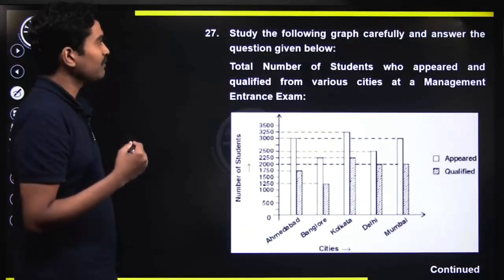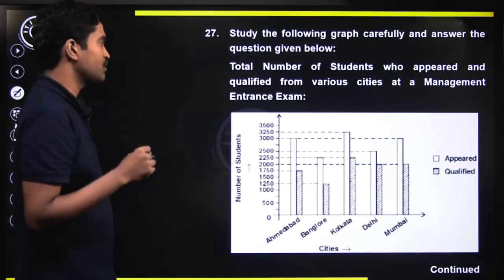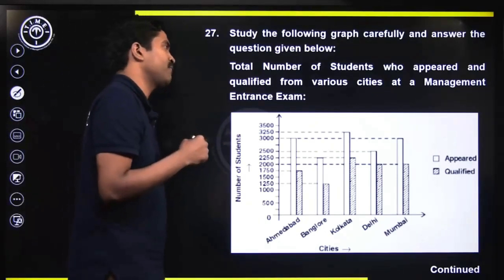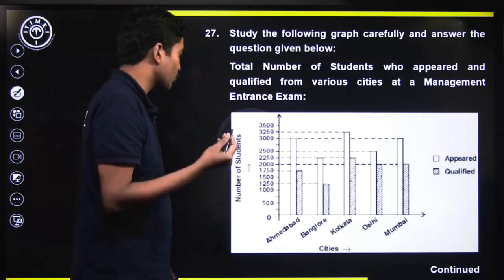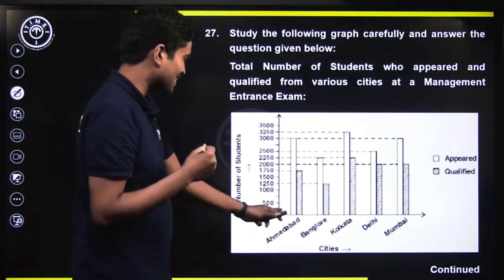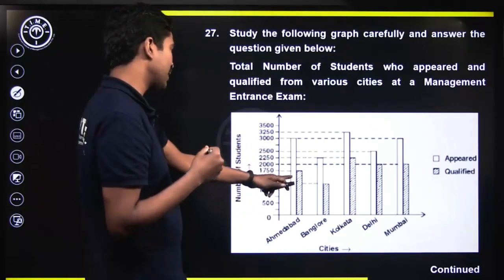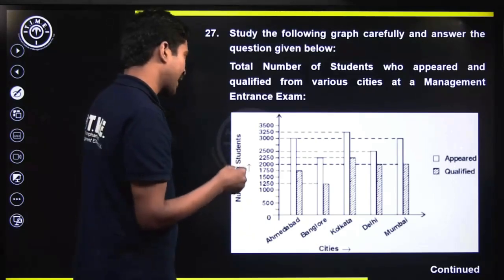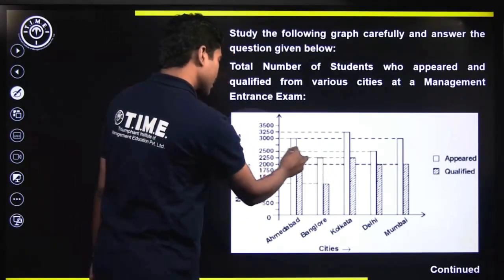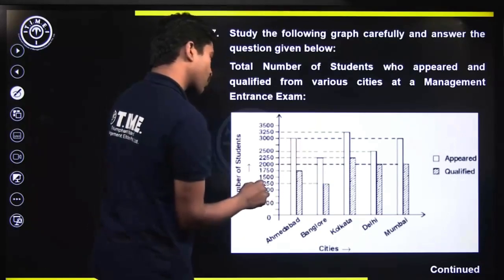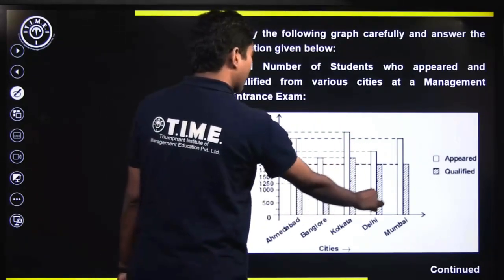Study the following graph carefully and answer the questions given below. These are the total number of students who appeared and qualified from various cities at some management entrance test. It could be JIPMAT for all we know. Look at Ahmedabad. From Ahmedabad, 3000 people appeared, only 1750 qualified. From Bangalore, 2250 appeared. These horizontal grid lines are very easy. 2250 appeared, 1250 qualified. From Kolkata, 3250 appeared and 2250 qualified, and so on.